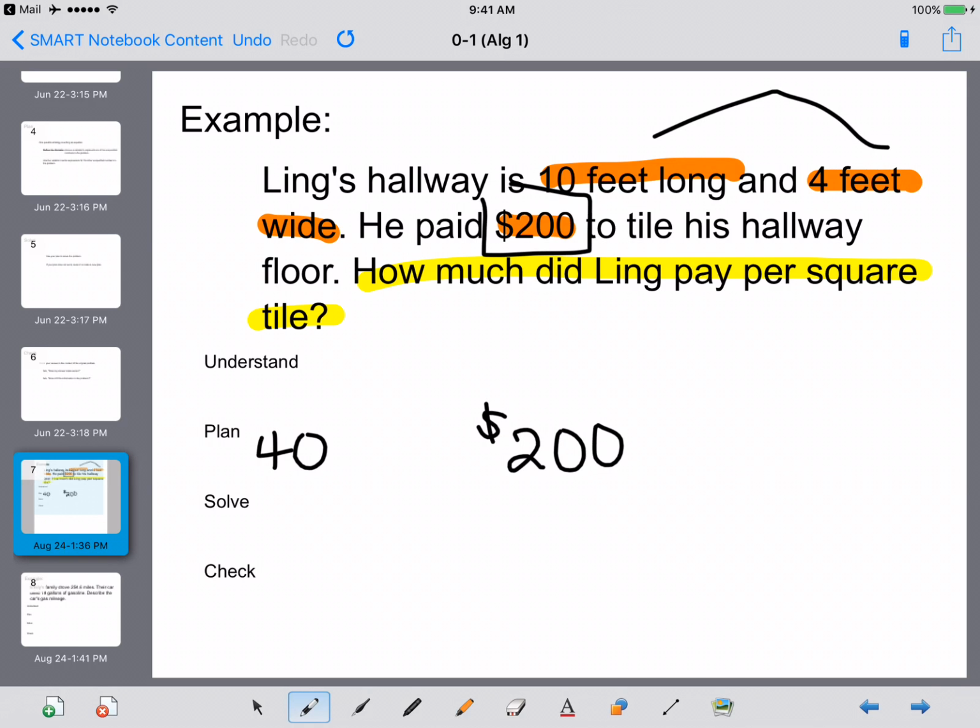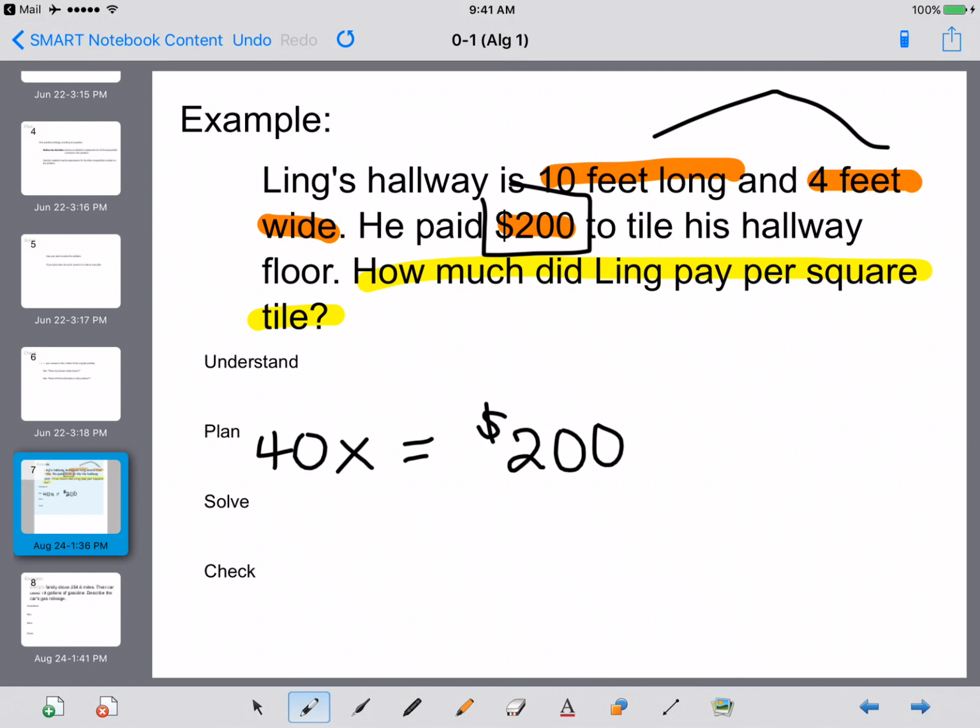We want to know how much it costs per tile, right? So there's 40 tiles at whatever cost per tile to get us to $200. So our variable goes here with the 40. And I'm just going to use x because I don't really like the variable t because it looks like a plus sign. So 40x, so 40 tiles at whatever cost equals $200.